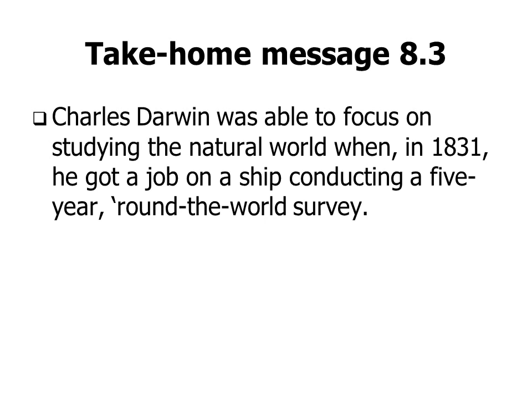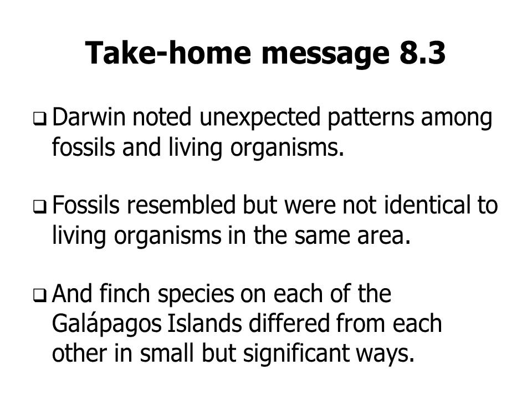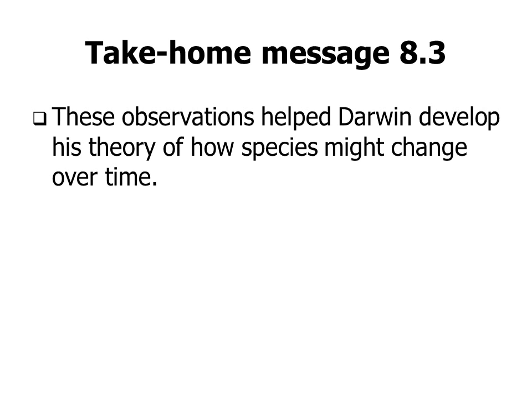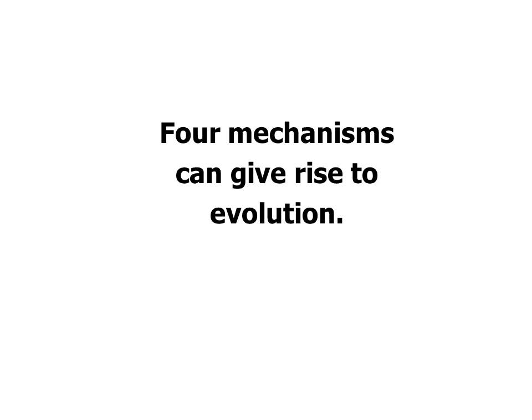So in conclusion for this section, talking about his round the world journey and his survey of fossils and animals, he noted unexpected patterns among those fossils and animals. And all of these observations helped Darwin develop his theory of how species might change over time.